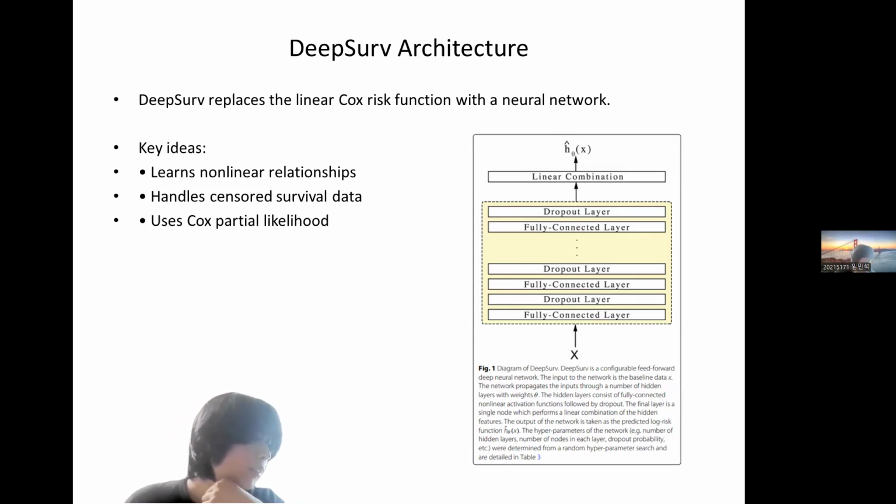So the key difference is that the linear risk function is replaced by a neural network. Importantly, DeepSurv still preserves the overall survival analysis framework of the Cox model while using deep learning to improve modeling flexibility. What I found particularly interesting is that the paper combines ideas from both statistics and machine learning. The statistical structure comes from survival analysis, while the representation power comes from deep neural networks.